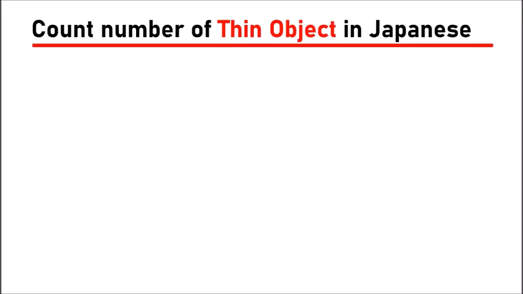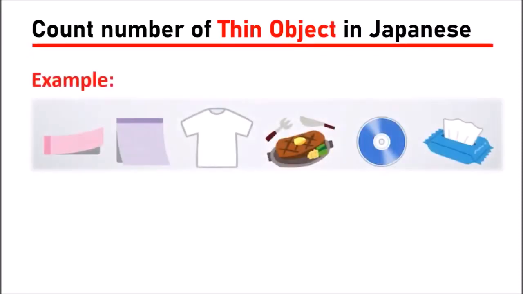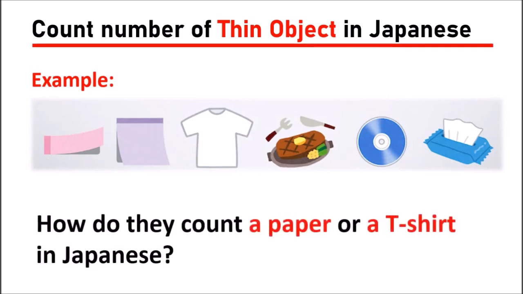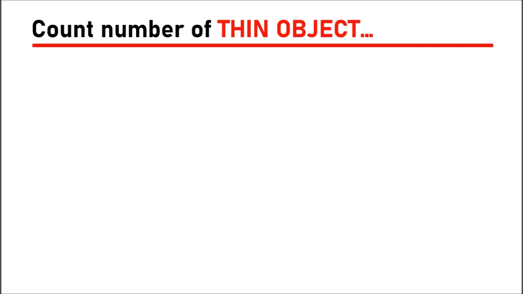Count number of thin objects in Japanese. As you see in the picture, teaser, knife, fork, CD-ROM, and tissue paper. These products are thin objects. And how do they count a paper or a teaser in Japanese? Let's go see together.